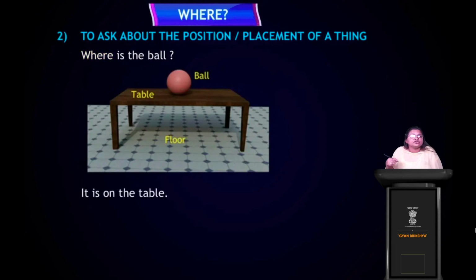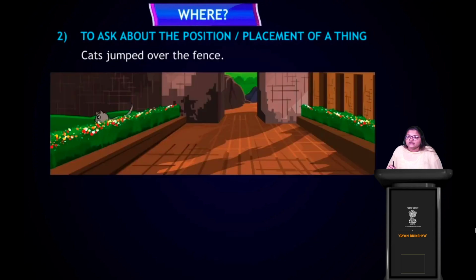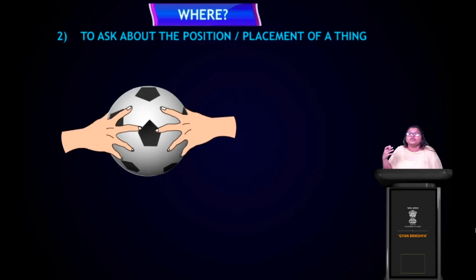Where is the picture? The picture is on the wall. Okay. Position again. Now what did you see here? The cat jumped over the fence. Now what can you write here? The sentence here. Over what? Okay. Where did the cat jump over? So you can say the cat jumped over the fence.